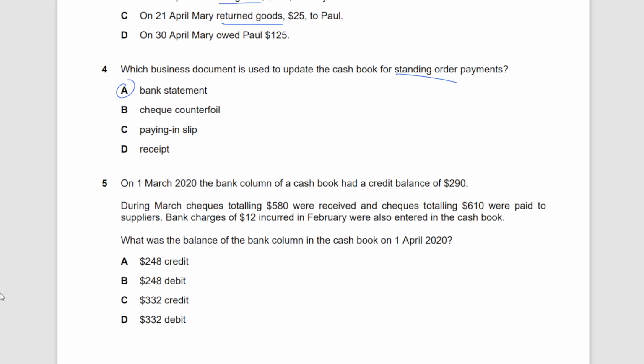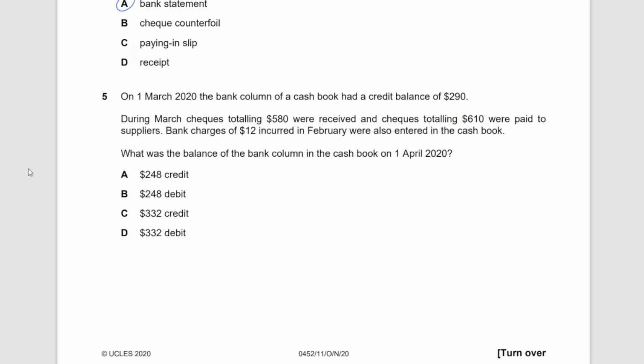Next. On 1st March 2020, the bank column of a cash book had a credit balance of 290. Tells us that it's a negative balance. If you talk about negatives and positives, it is a negative balance. During March, checks totaling 580 were received. They would be added. Checks totaling 600 were paid, subtracted, and bank charges 20 were incurred, and they were supposed to be entered in the cash book. And they're asking for what's the closing balance.